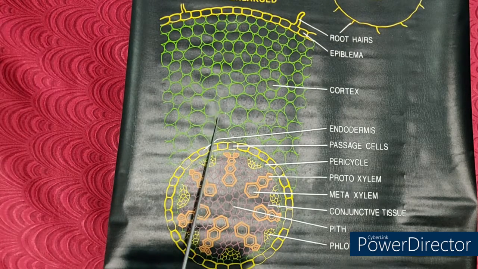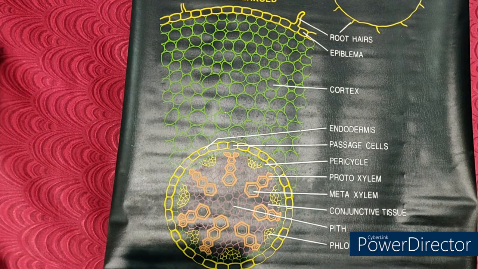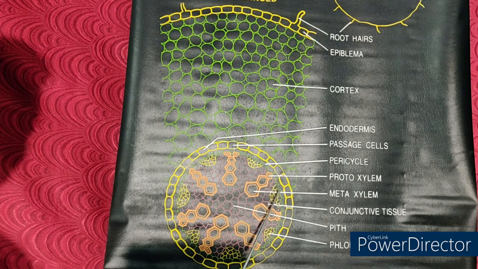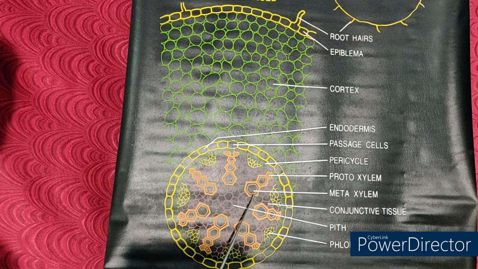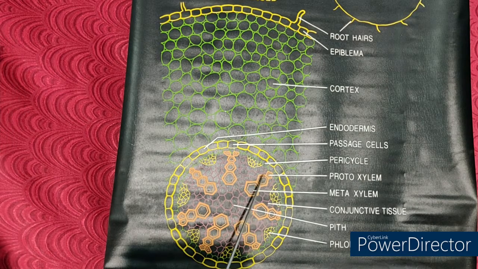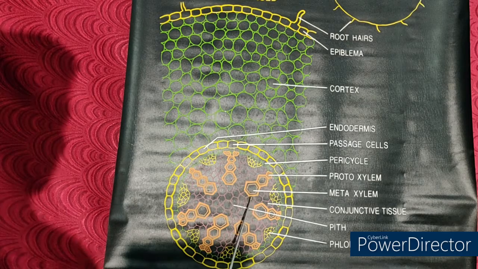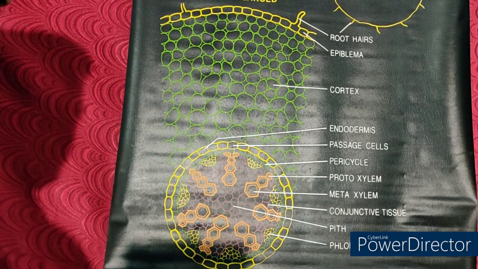So this is about your monocot root. Epidermis, cortex, endodermis. Inside you have stele. The stele comprises of a single layer of pericycle, presence of pith at the center, xylem and phloem. The vascular bundles are radial in nature, and second, they are exarch. Metaxylem at the center and the protoxylem towards the periphery.